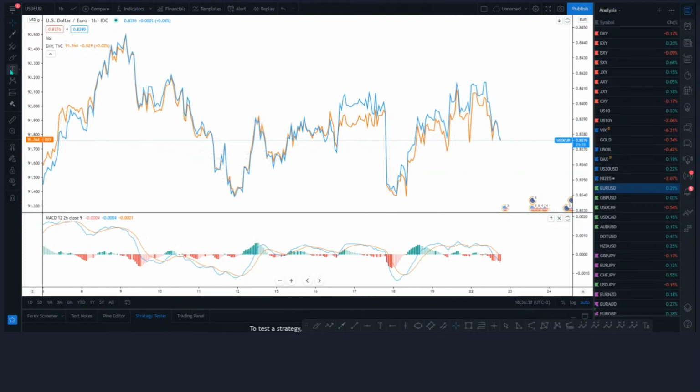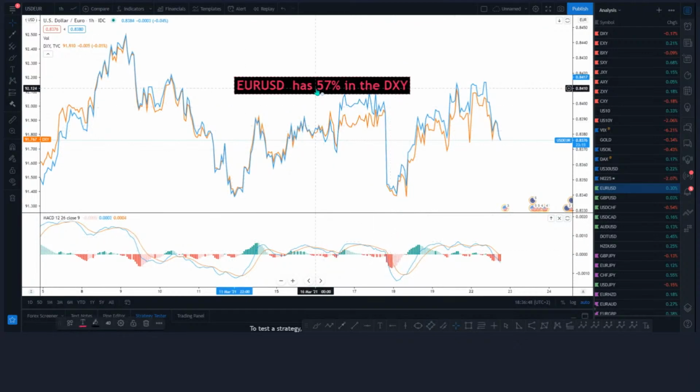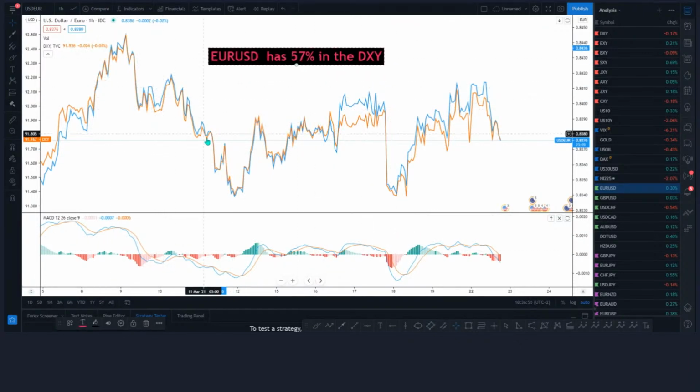Why is this? Basically, because the euro dollar has 57% in the DXY, right? So it does have a very big weight. So it's gonna go up with it. It's gonna come down with it. So when you trade the euro dollar, you are trading the DXY. You got that? So when you are trading euro dollar, you're actually trading the DXY. Nothing more or less. You're just trading the DXY.